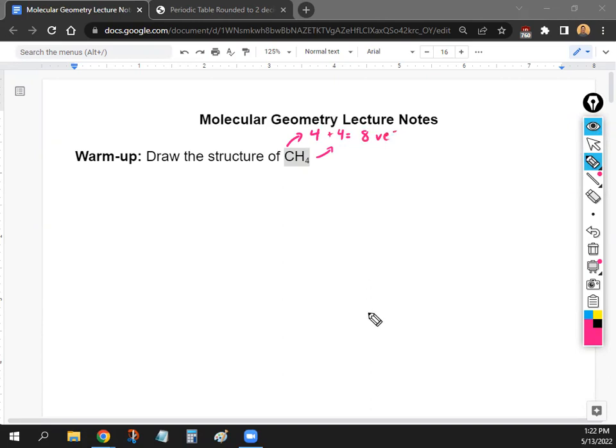So hopefully it's not too confusing. We've been doing this for a while. So next we're going to start setting up the structure. So we know that C always goes in the middle and H goes on the outside. So we're going to put C in the middle and the H is on the outside.